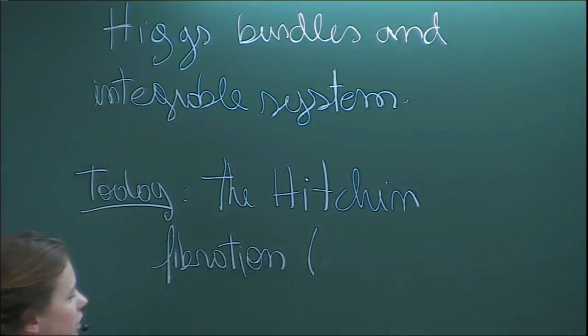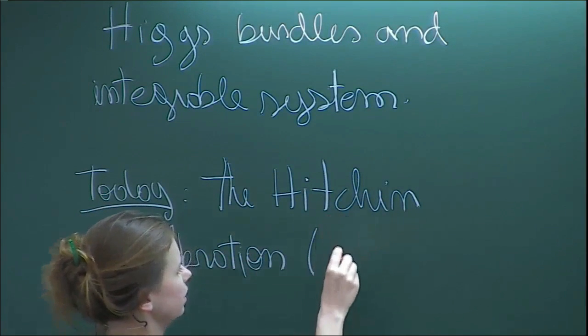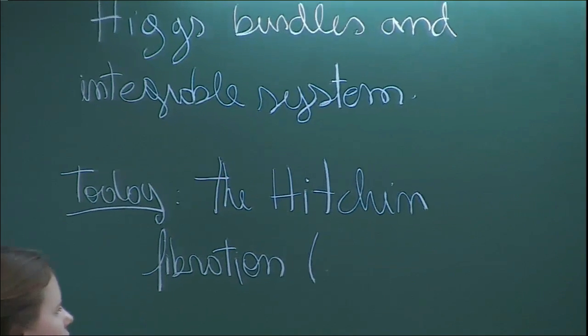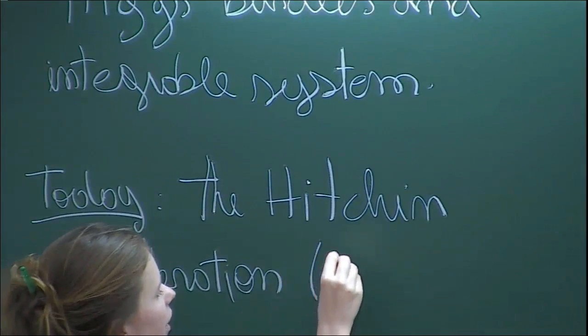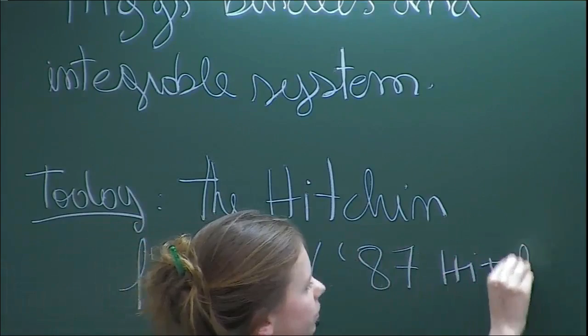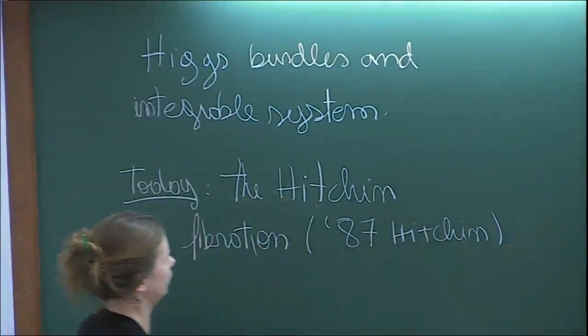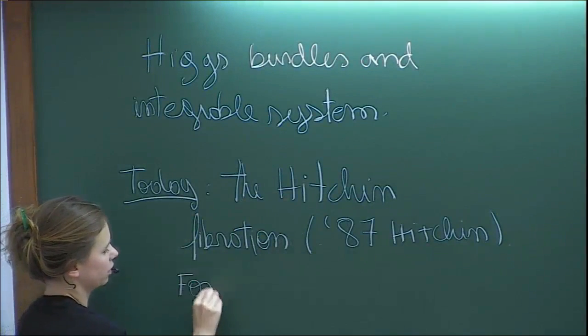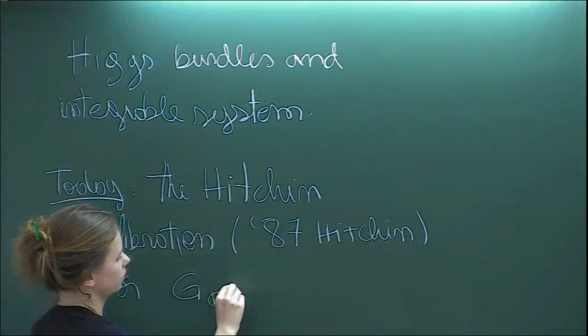And this fibration, he defined it for classical complex Lie groups, but you can extend it to other Lie groups. We're not going to go into any further extension of these. So we're going to use his approach from back in '87, Hitchin, which relates the Hitchin fibration for G_C Higgs bundles.